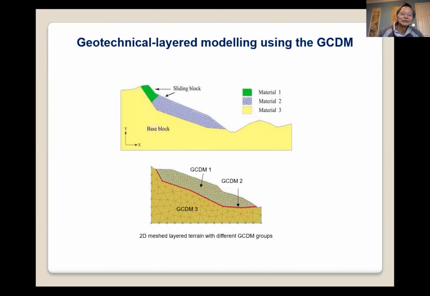Meanwhile, to establish this layered terrain model, we can use such basic modeling technology. According to the geological survey information or basic data, we can extrude the whole mesh layer by layer to get the completed modeling of the terrains.